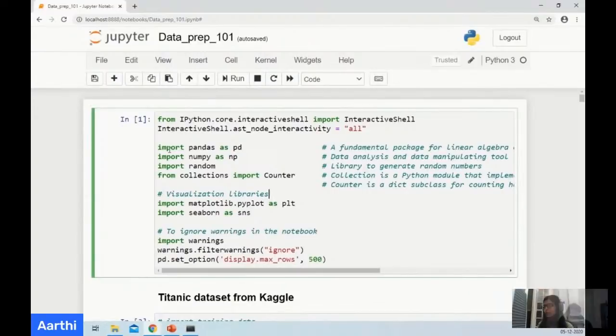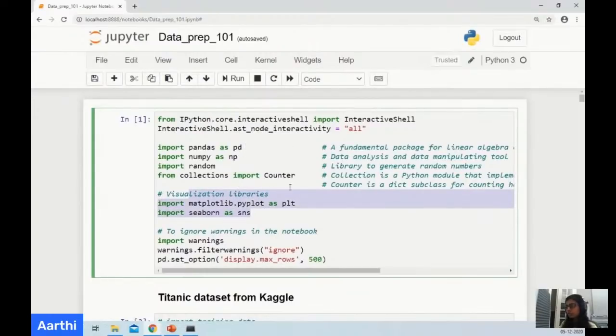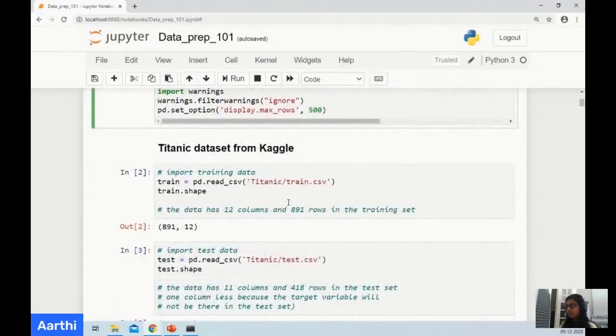Okay, great. Some of the libraries that we will use in this are pandas. This is good at doing all sorts of table calculations, very similar to Excel or SQL if you have already used that. NumPy, it's a data analysis and data manipulation tool. Random generator and visualization tools. We will see where these are being used at the end. So let's start with importing the data.